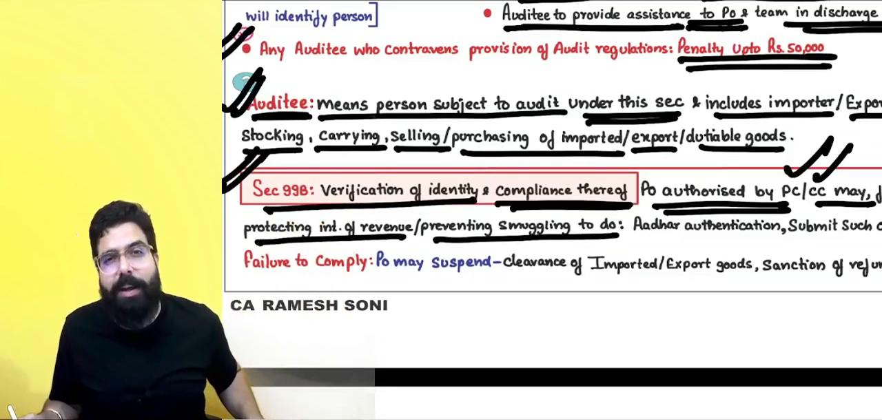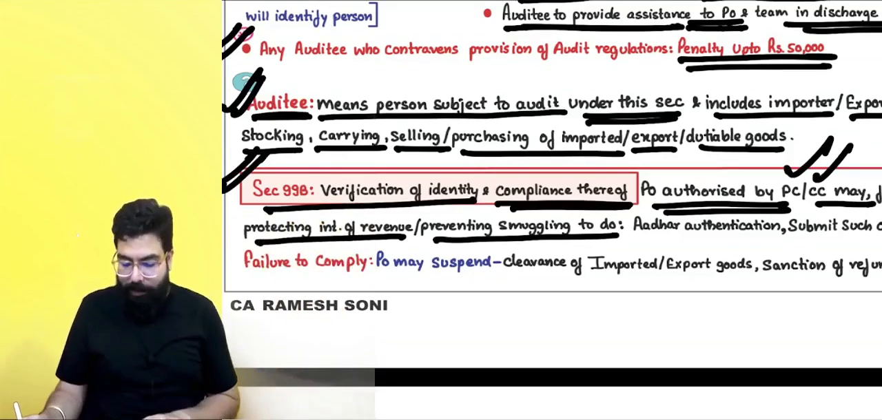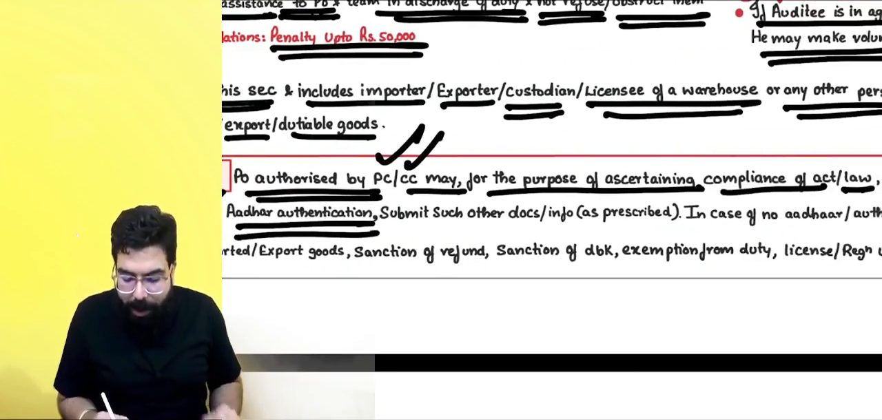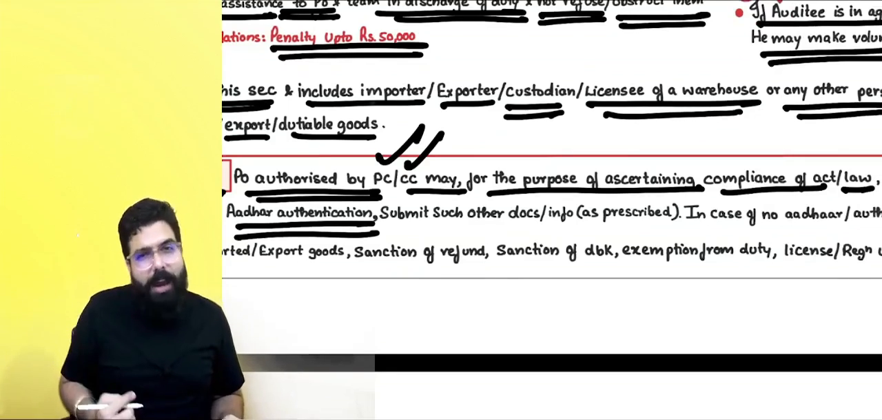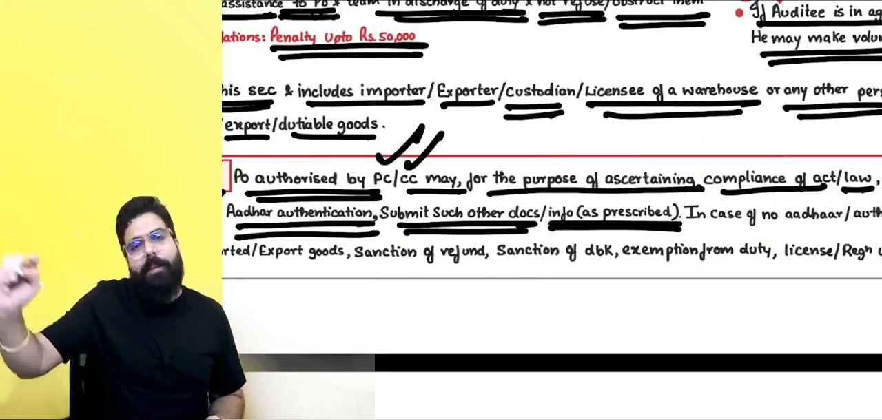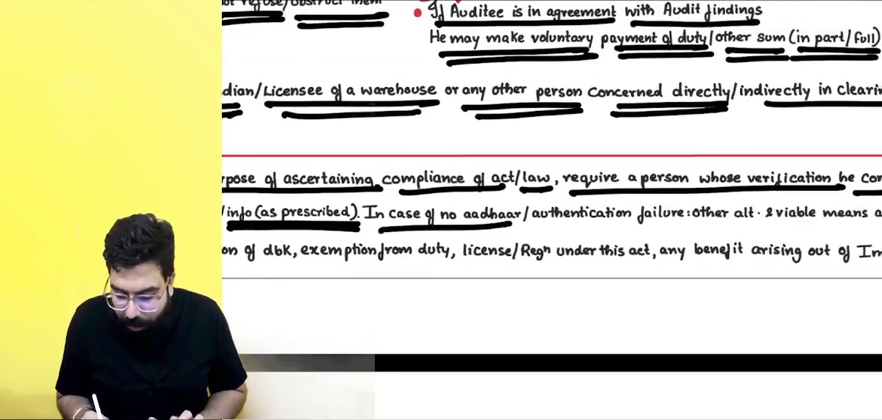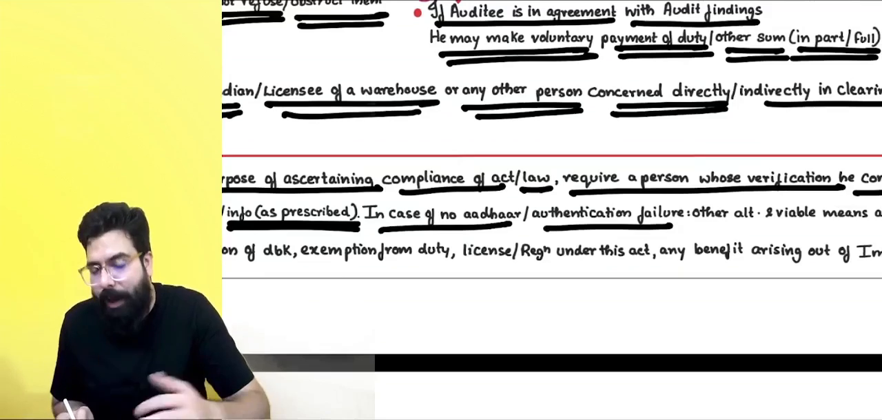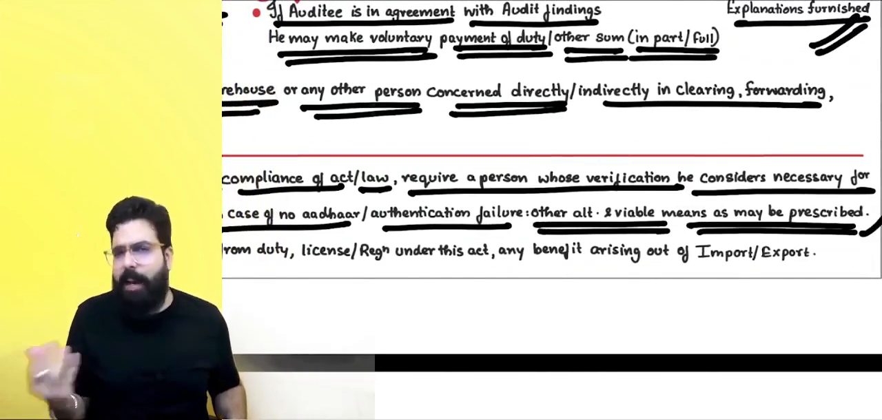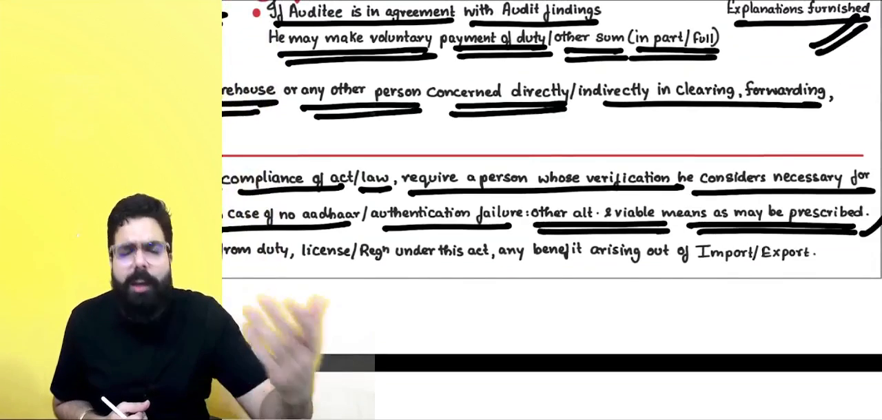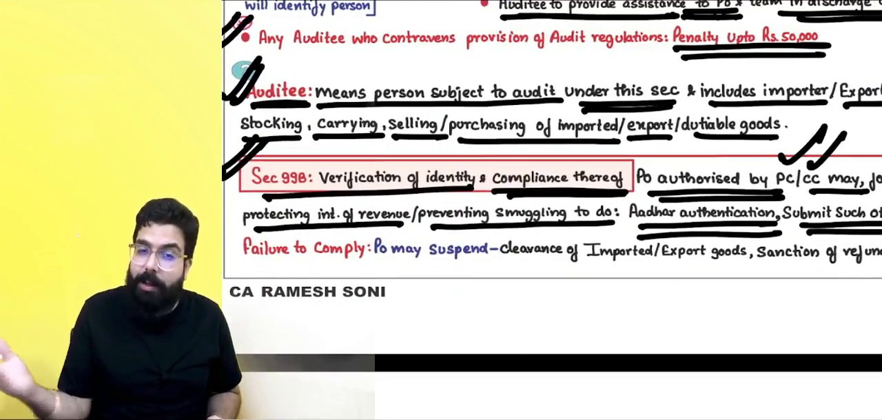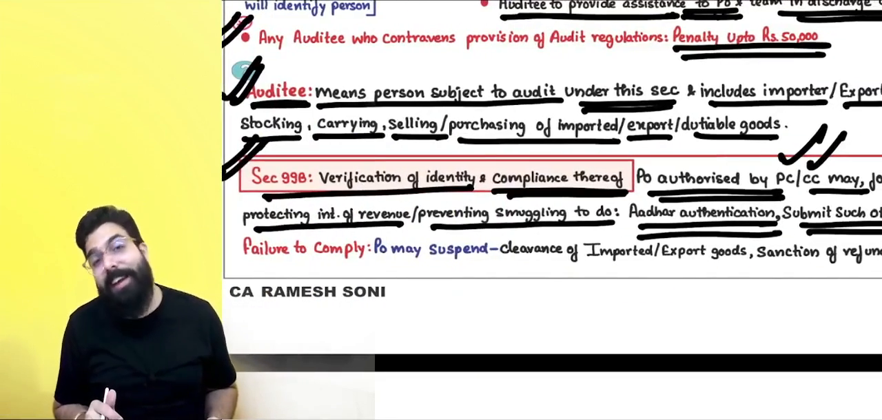For your identity verification, he can do Aadhaar authentication. What will he do? He will do Aadhaar authentication, or he can say, if you don't have Aadhaar, then submit such other document or information as prescribed. In case there is no Aadhaar or the Aadhaar authentication has failed, then other alternate and viable means may be prescribed. For example, he can tell you, give me your passport, or ask for another document if you don't have Aadhaar or your Aadhaar authentication has failed.